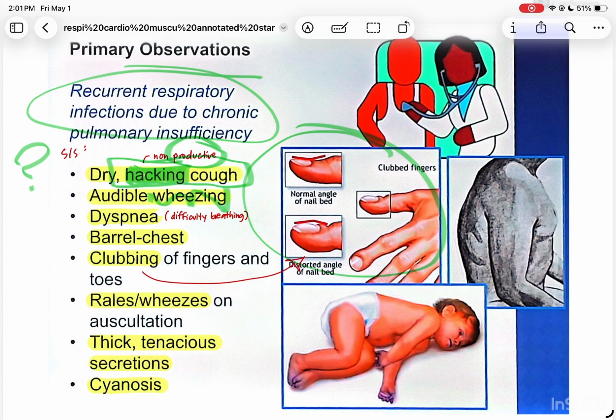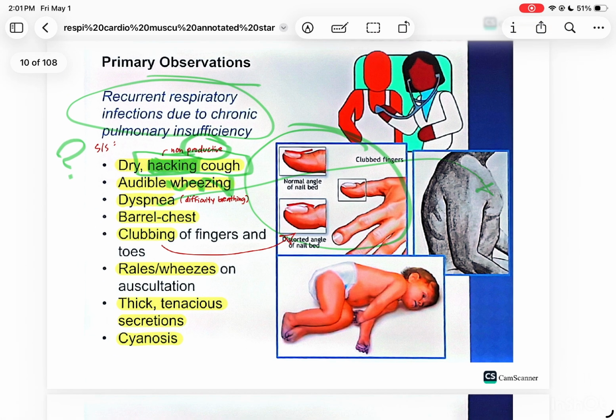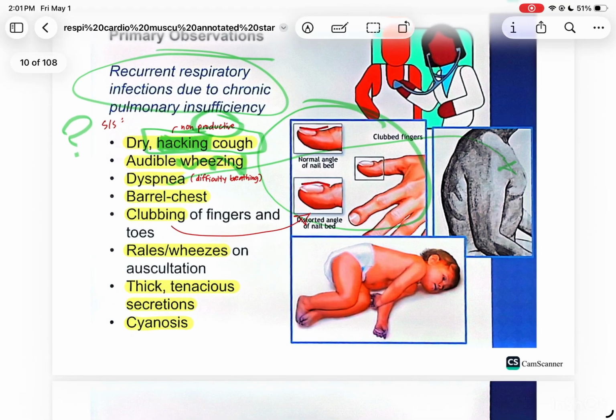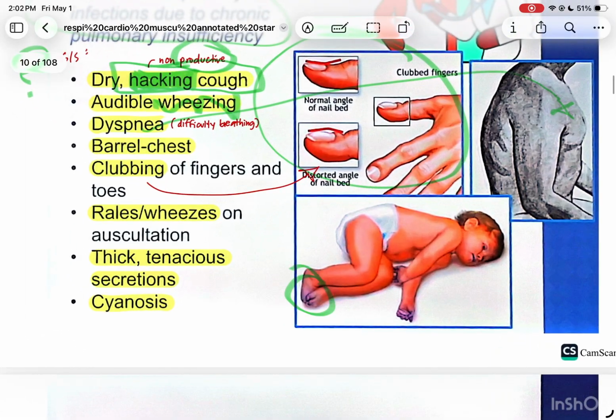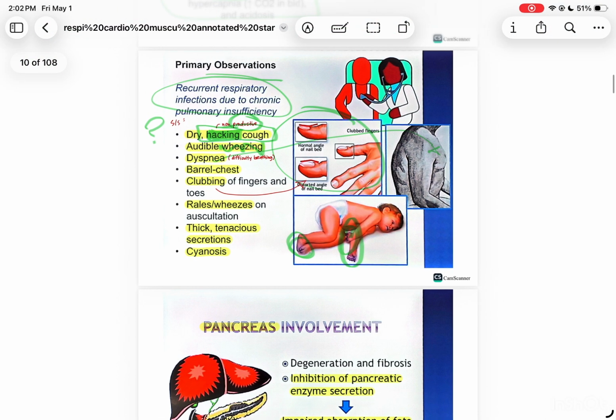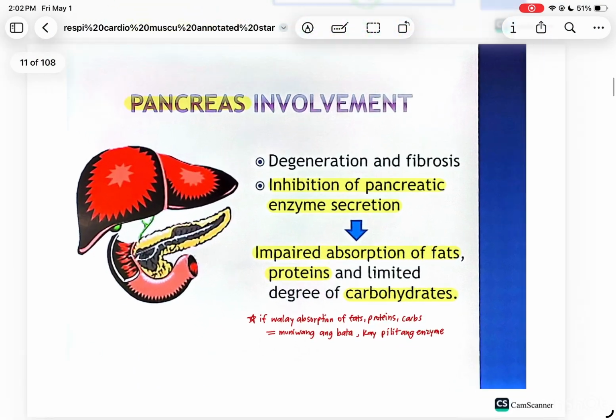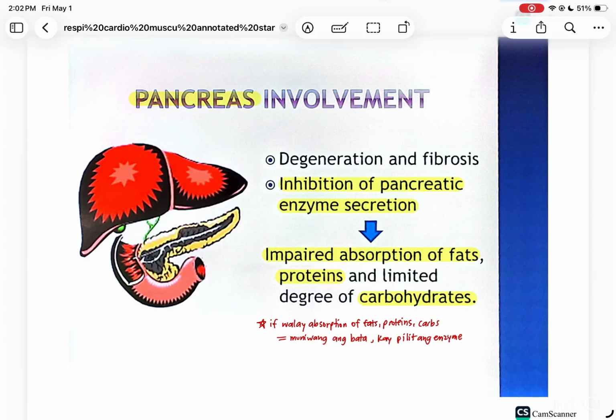When we say hacking cough, it means non-productive, with no phlegm. Audible wheezing, dyspnea, barrel chest. Here is a picture of the barrel chest. Clubbing of the fingers, rales, wheezes, thick tenacious secretions, and cyanosis. The extremities become blue.